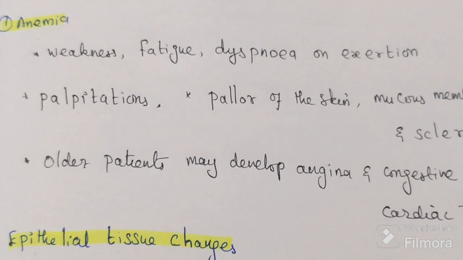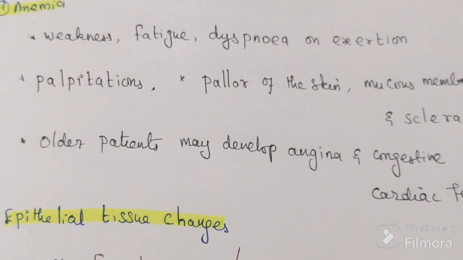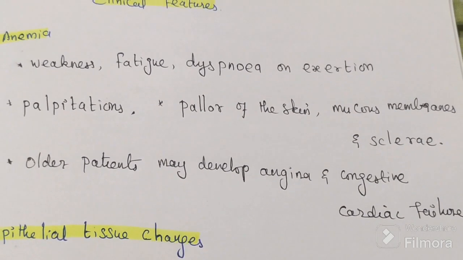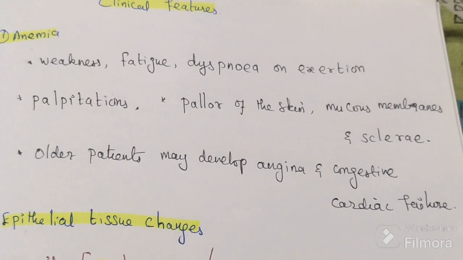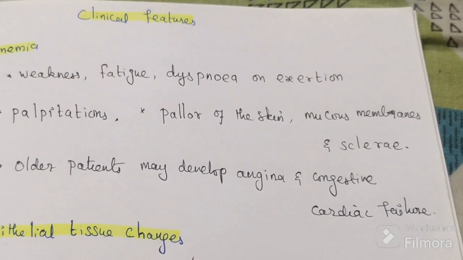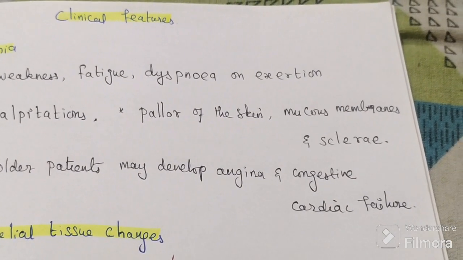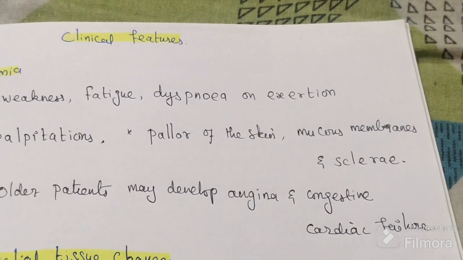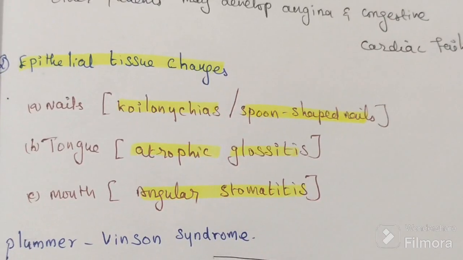Clinical features of iron deficiency anemia. The patient will have non-specific symptoms like weakness, fatigue, palpitation, pallor of the skin, mucous membrane, and sclera. Older patients may develop angina, ischemic chest pain, and congestive cardiac failure.